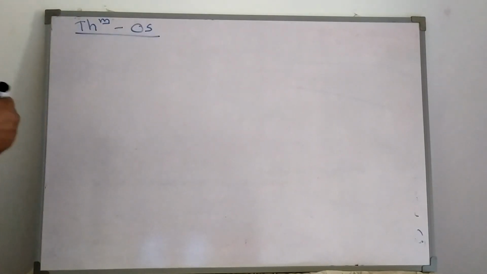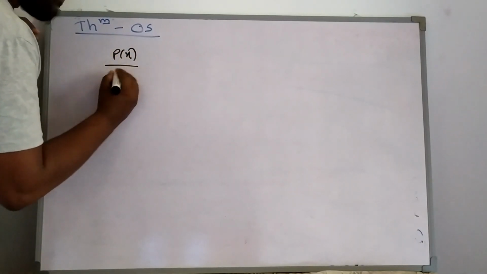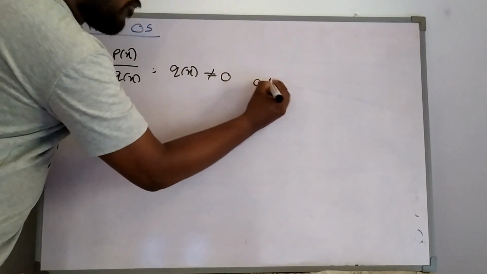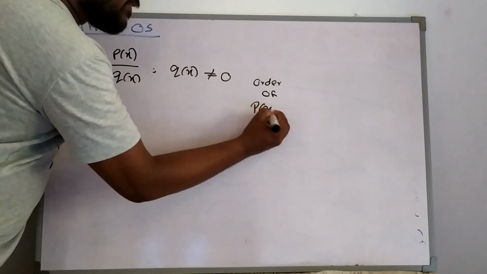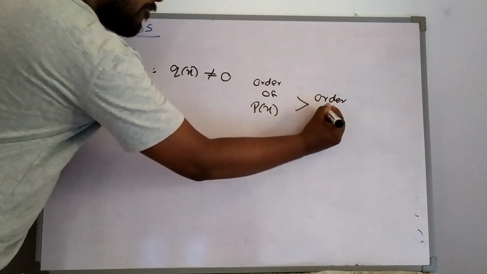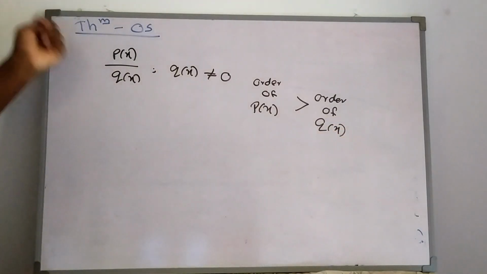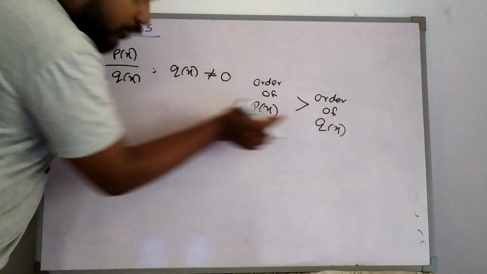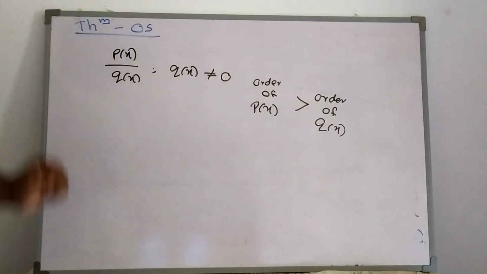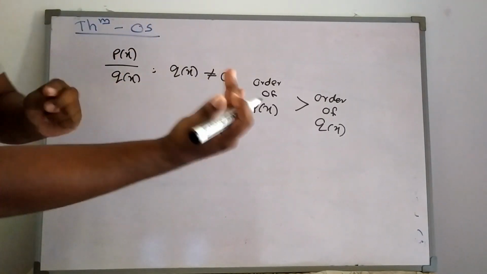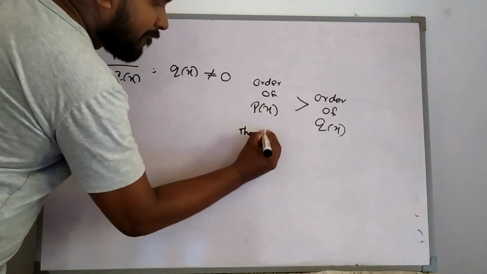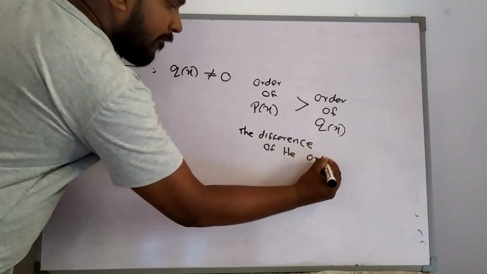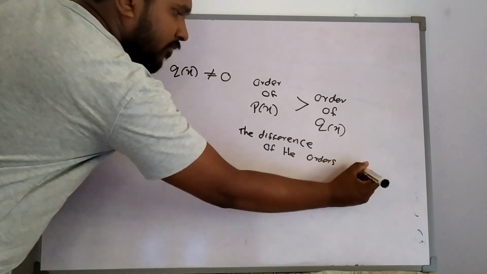Theorem number 5, we are focusing on P(x) over Q(x), the same thing, Q(x) not equal to 0, and the order of P(x) is larger than the order of Q(x). The numerator order is a little bit greater. If you compare the order of these two, in theorem number 5 the difference of the orders is 1.